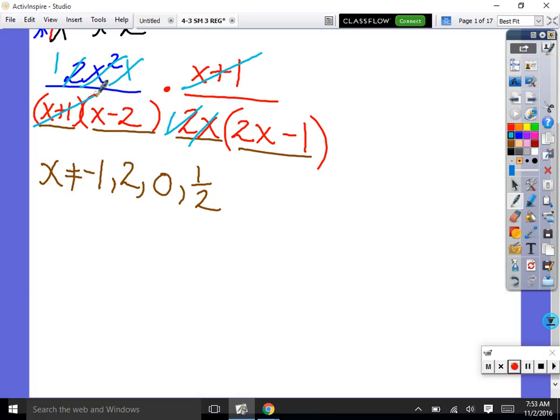All right, so that's it. Like, what's left over? 1 times x times 1, which is just x on top. And on bottom, we have 1 times x minus 2. Let's leave it factored. And then we have a 2x minus 1. Right? So this is our final answer.